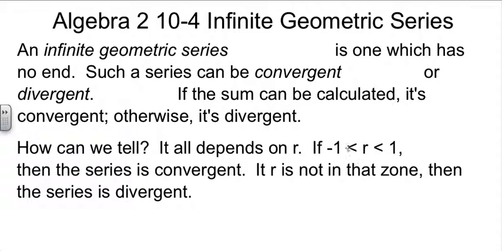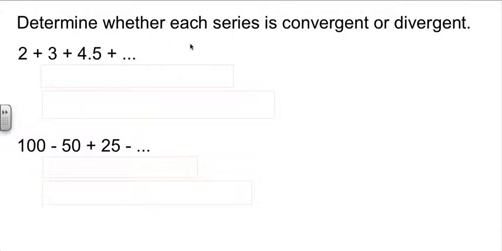Notice it's not or equal to, it's strictly less than. So a value of 1 is outside the zone. A value of 0.99 is inside the zone. It has to be in the zone to be convergent. So our first job is to decide whether we're looking at convergent or divergent series.